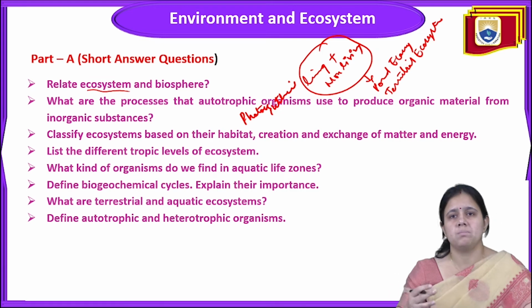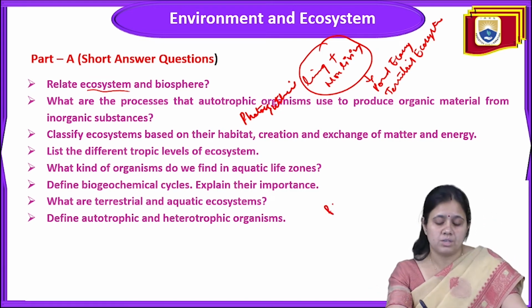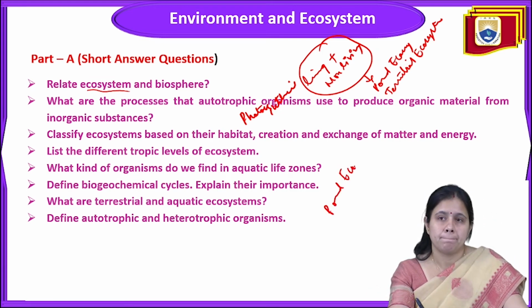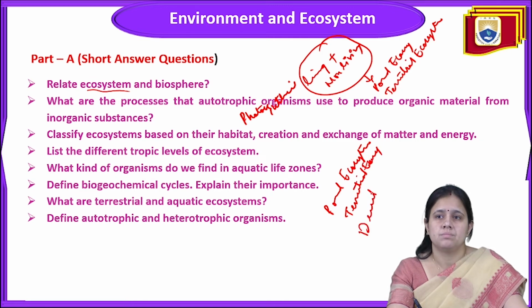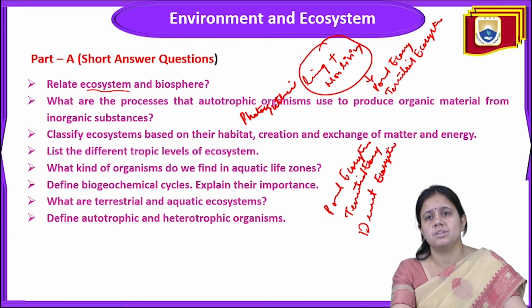There are many types of ecosystems: pond ecosystem, terrestrial ecosystem, desert ecosystem. Next: list the different trophic levels of an ecosystem. The different trophic levels are producer, consumer, and then decomposer.